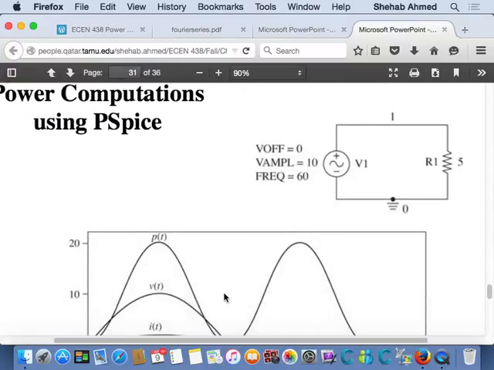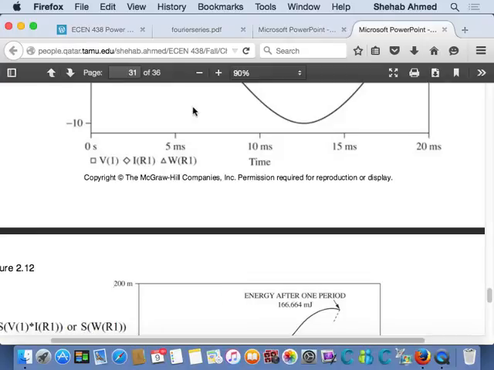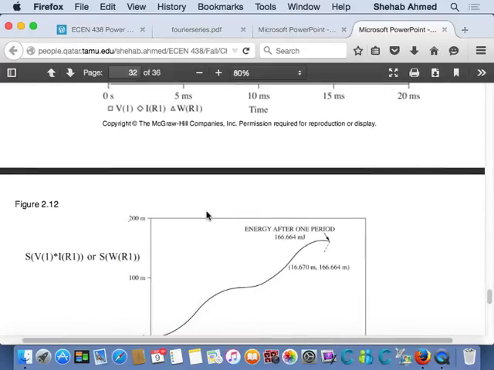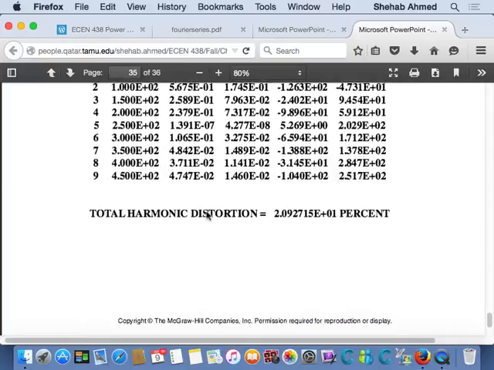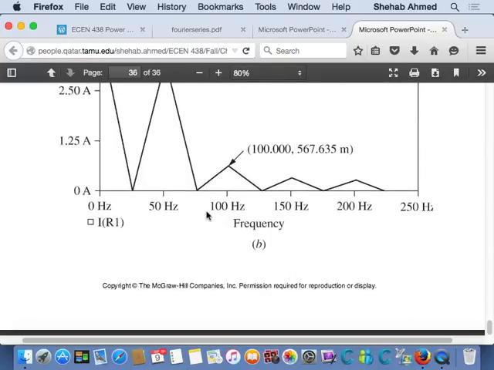So that sums up chapter 2. The rest are some PSpice simulations. You will probably go through some of these simulations, calculation of power, etc., using PSpice in the lab and in your homework. So I'm not going to go through that.